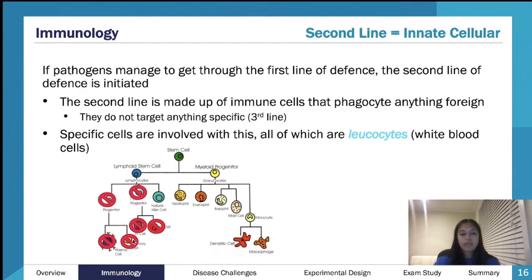So this is a nice little map of your leukocytes. The ones that are blocked out are part of the third line, your adaptive immunity. We'll look at those a little bit later. But these are the really important cells for you to be aware of. Be aware, because I feel like sometimes I say it and it might not be captured as well. So this is a good diagram.